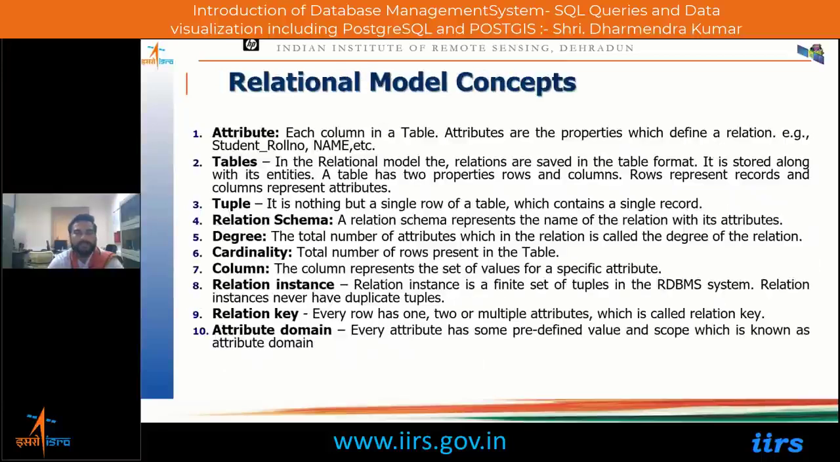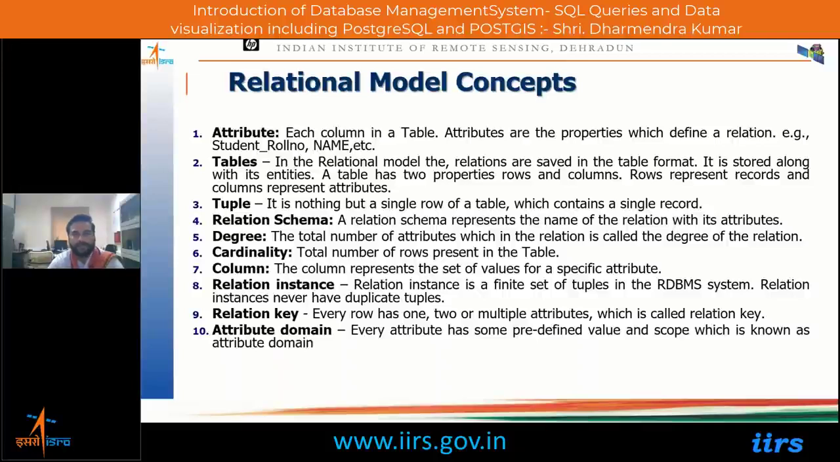Relational model concepts. These are the things which come frequently in the relational model or relational database system. We call it an attribute. So what could be an attribute, for example? We are taking a student. So student table, student roll number, student name. These are the attributes. The name of the table could be the student table. Tuple is the single row of a table which contains a single record, like in the sequence number 10 there is a name Dharmendra, then his age or his qualification. So this could be one tuple.